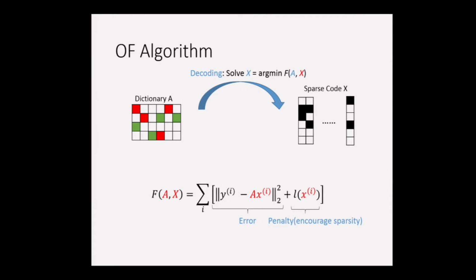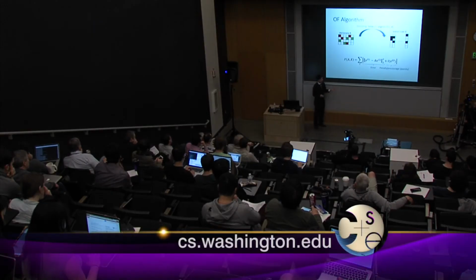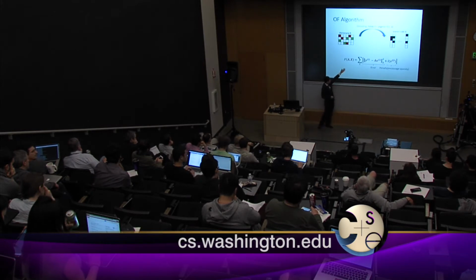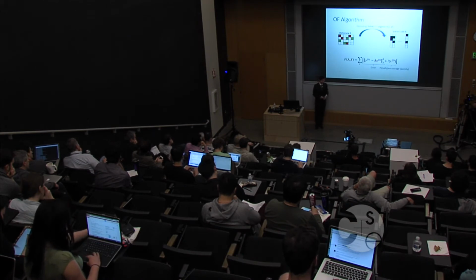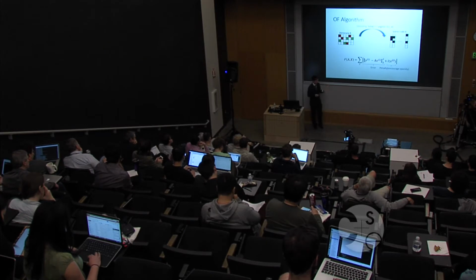So based on our initial guess on dictionary A, we can find the optimal sparse code with respect to this dictionary. Now with this sparse code, we can fix this variable x in this function and then try to find a better dictionary A. There are multiple ways to find a better dictionary A. The way Olshausen and Field tried is to take a gradient step with respect to A.